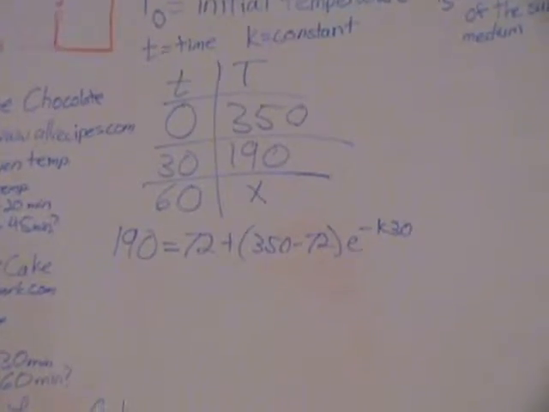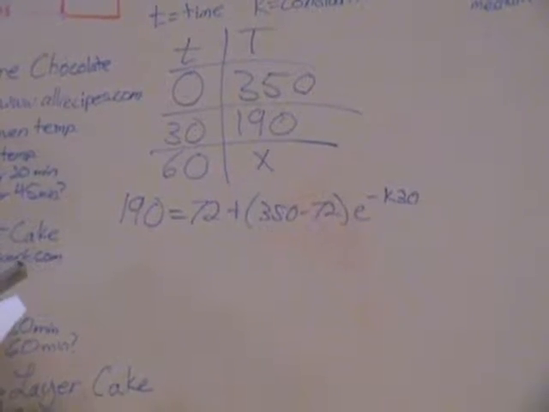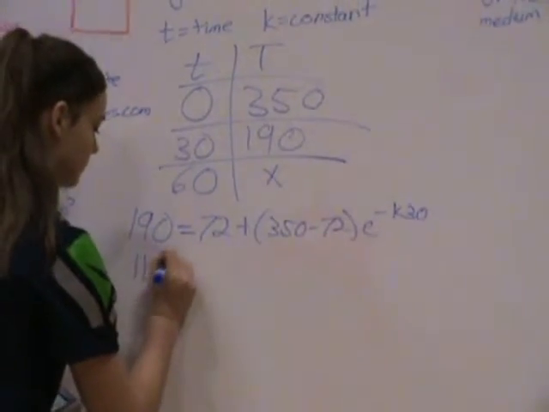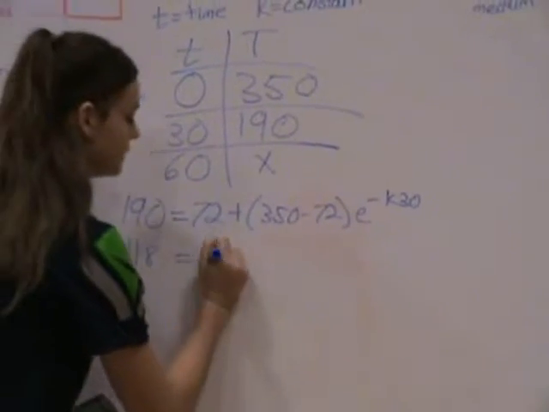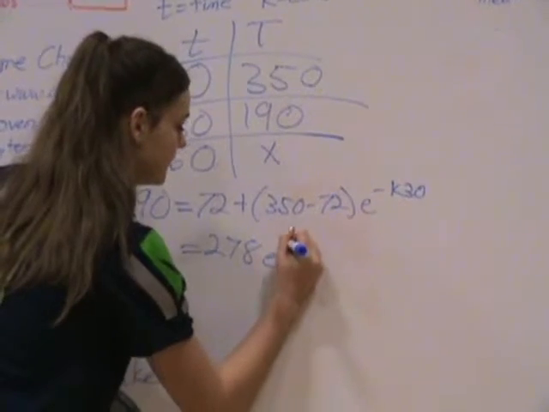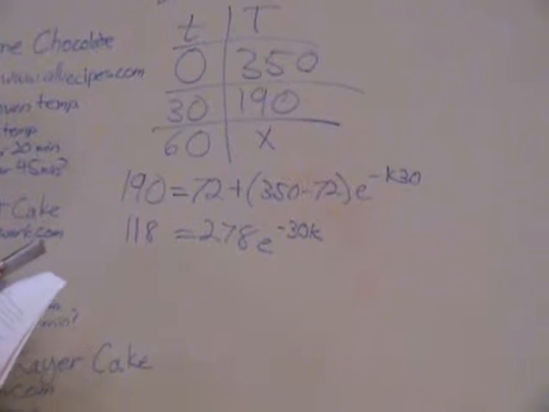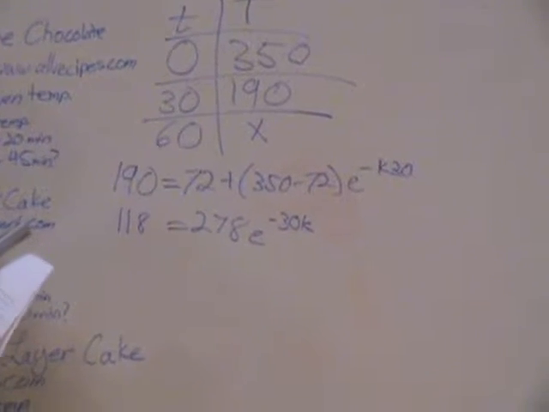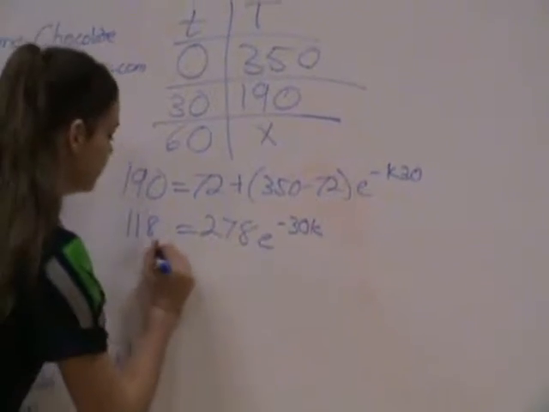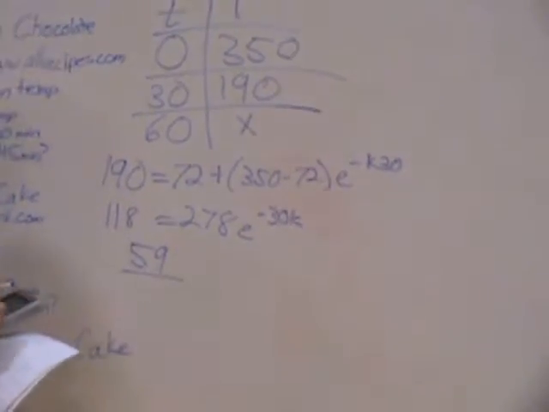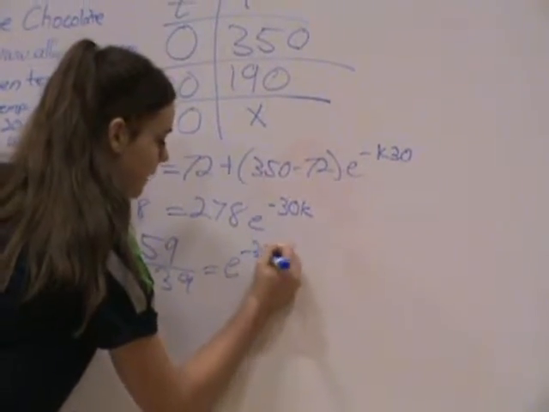So then, using your calculator, you would solve this. So 190 minus 72 is 118 equals 350 minus 72, which is 278, times e to the negative 30k. Then you would divide by 278. So 118 divided by 278, and the fraction would simplify down to 59 over 139 would equal e to the negative 30k.